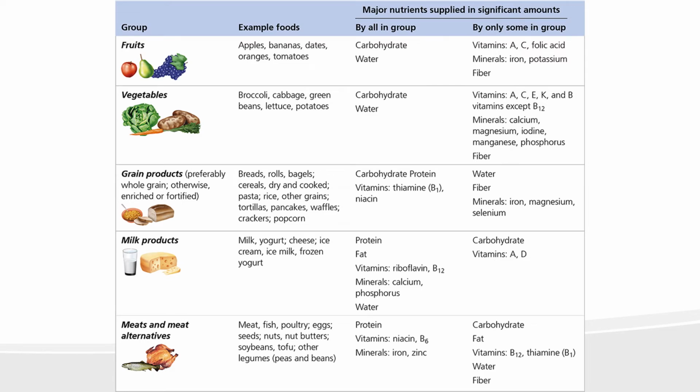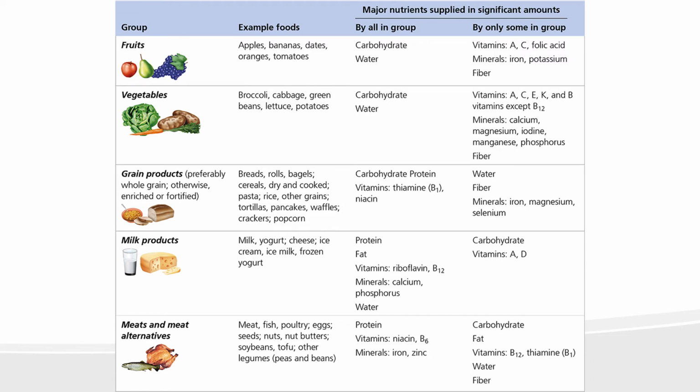So on this chart, this is table 14.2 from your text. It's just showing you the 5 major food groups and some of their major nutrients. So we have fruits, vegetables, grain products, milk products, meats, and meat alternatives. So examples under each. Fruits are carbohydrates and water, include vitamins A, C, folic acid, minerals, iron, potassium, and fiber. Vegetables, carbohydrates and water, vitamins A, C, E, K, B vitamins except B12, minerals, calcium, magnesium, iodine, manganese, phosphorus, and fiber. So you can see how important a vegetable-rich diet is when you see how many vitamins and minerals it offers us.